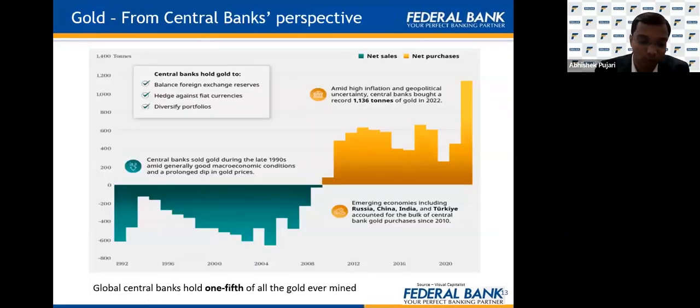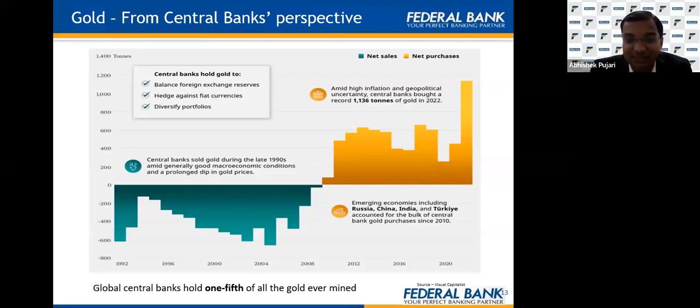Now we move on to gold. So this particular chart is quite interesting. This is gold from the central banks' perspective. This chart consists of the last 3 decades, so it's from 1992 to 2022.